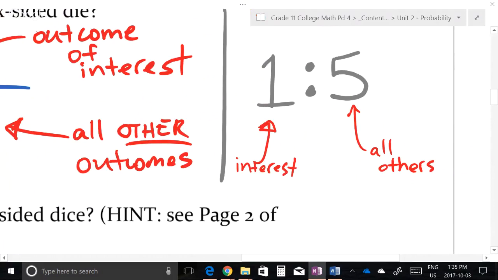Keep in mind, this does not mean 1 out of 5. It means there's one way that we can get what we want for every 5 ways that we get what we don't want. That's what odds mean. And if you learn nothing else today, that's the big takeaway. When we look at odds as a fraction or like this, it's not out of total, it's a ratio. In this case, one way to get what I want on the dice for every 5 ways to get what I don't want.